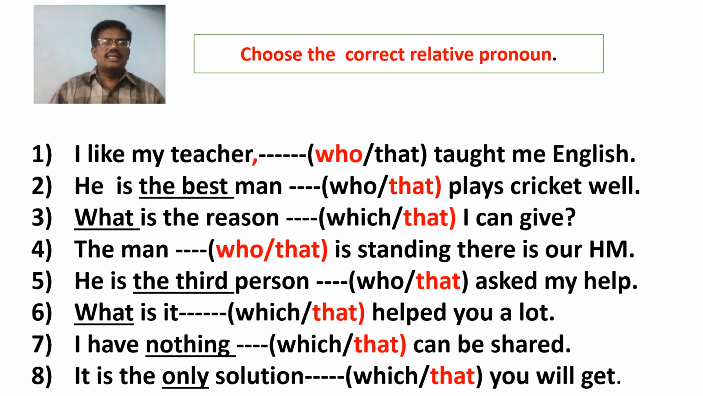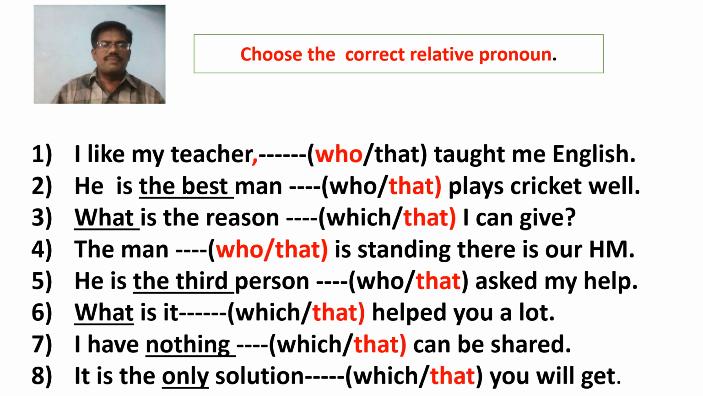In the second example, the superlative form, the best, is there. Whenever we find the superlatives in the antecedents, we prefer to use that. So the right answer will be that. In the third example, the interrogative pronoun what is there. So after interrogative pronoun, what or whom, we prefer to use that. So we have used that as answer.